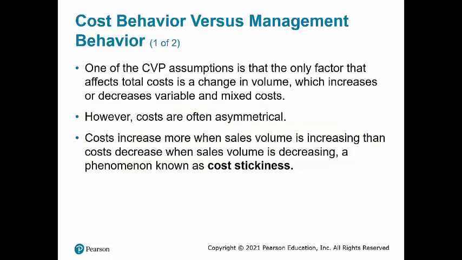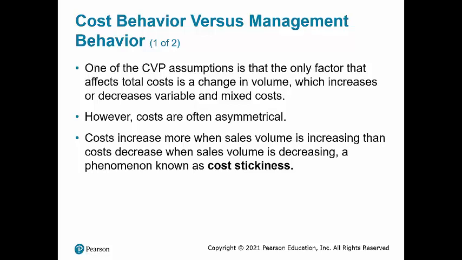One of the CVP assumptions is that the only factor that affects total cost is a change in volume, which increases or decreases variable and mixed costs. However, costs are often asymmetrical. So costs increase more when sales volume is increasing than costs decrease when sales volume is decreasing, a phenomenon known as cost stickiness. For example, as sales increase, managers hire more workers, which increases the variable cost of labor.